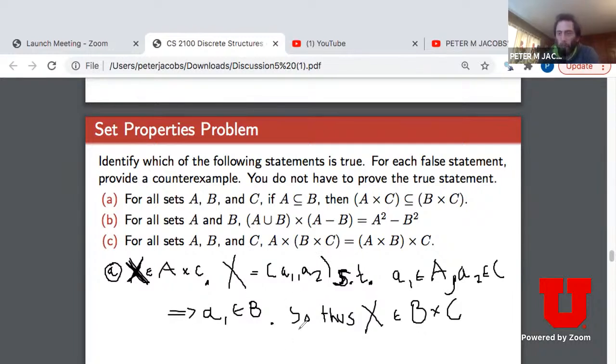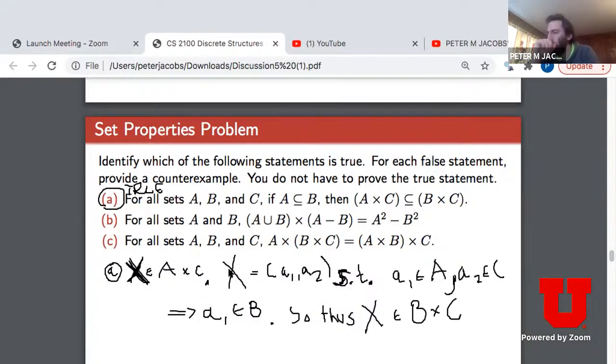So A is true. So that's true. For the second one, are there any concerns or questions or comments about part A? Okay.